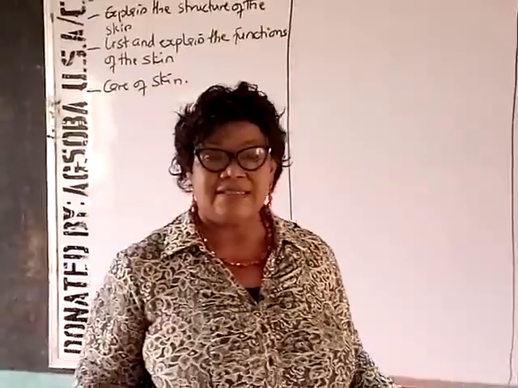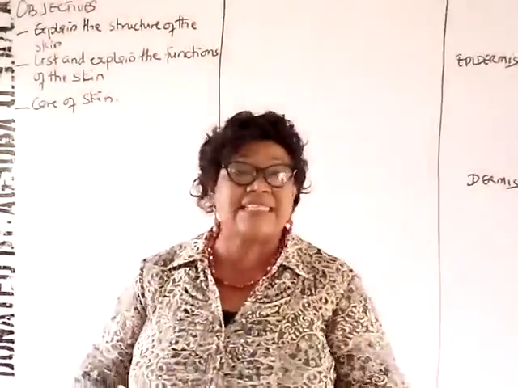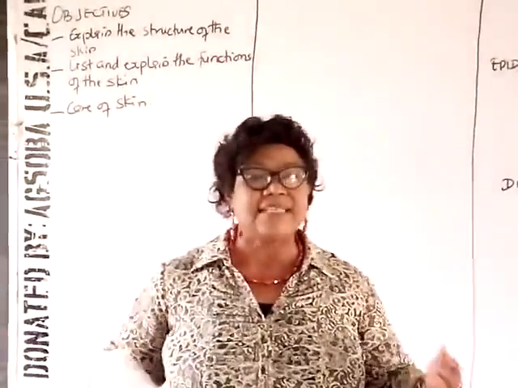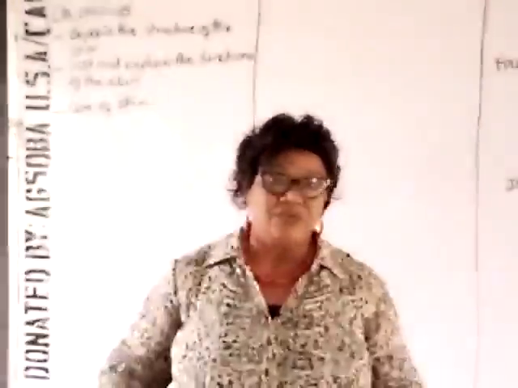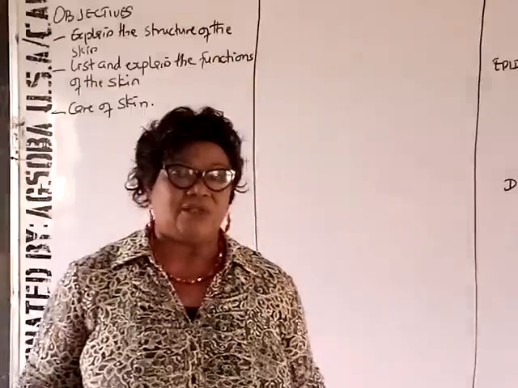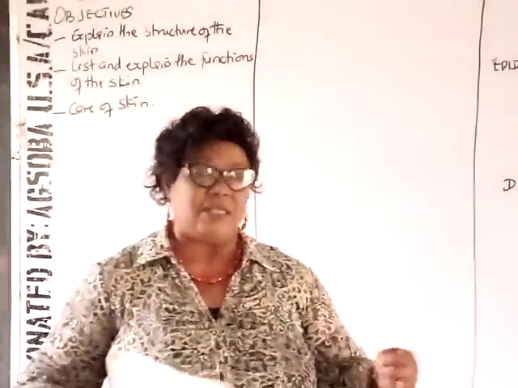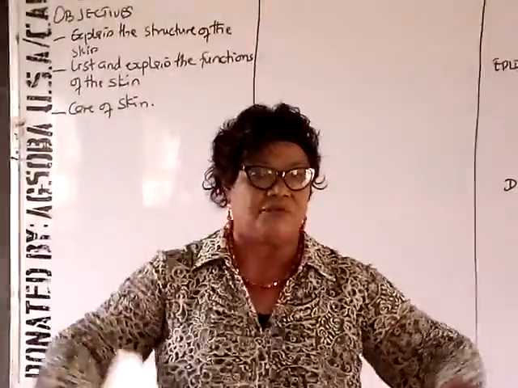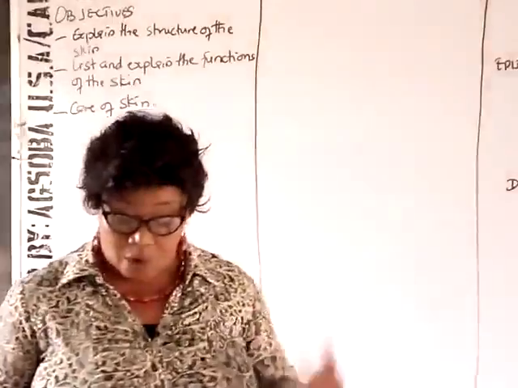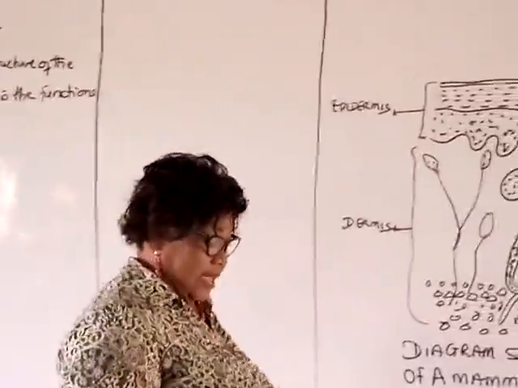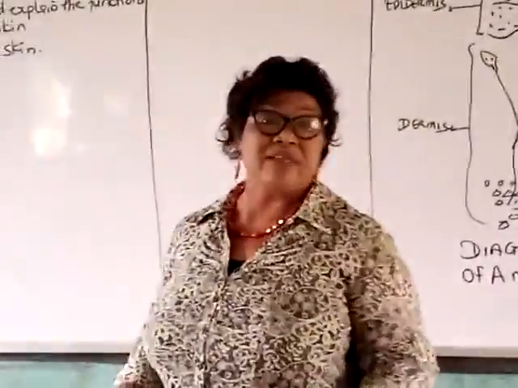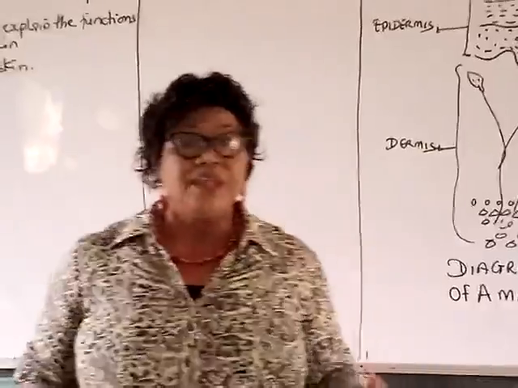Now the skin happens to be the largest single organ in the body. When we say the largest single organ in the body, there is no joint, there is nowhere it is joined together. It's only if you skin, you find that you only see the point where the hand comes from. So it's the largest single organ of the body, and it carries out many functions to help in the regulation of the internal environment.